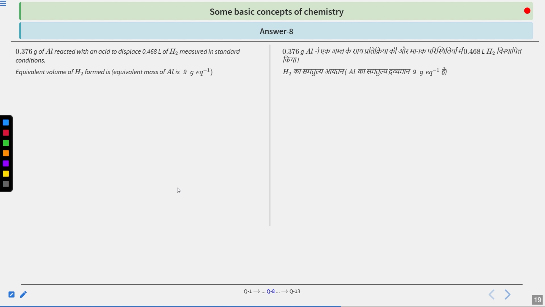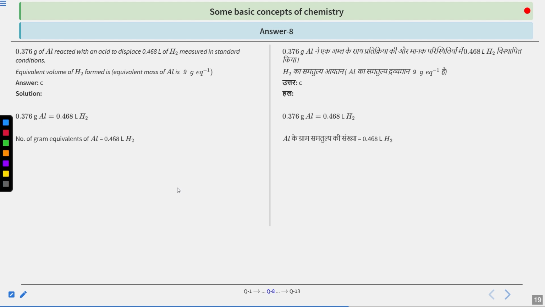Equivalent volume of H2 formed is how much? And equivalent mass is already given as 9 gram per equivalence. The correct answer for this will be C. So, according to our given question, 0.376 gram of aluminium will react with 0.468 liter of H2.